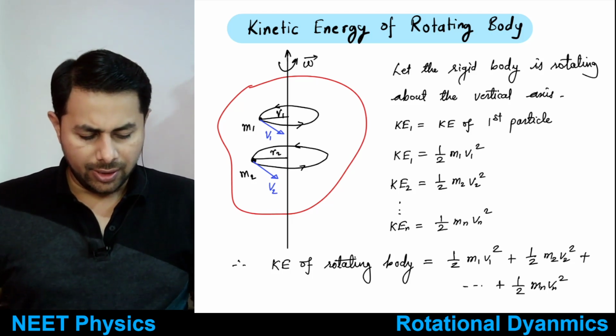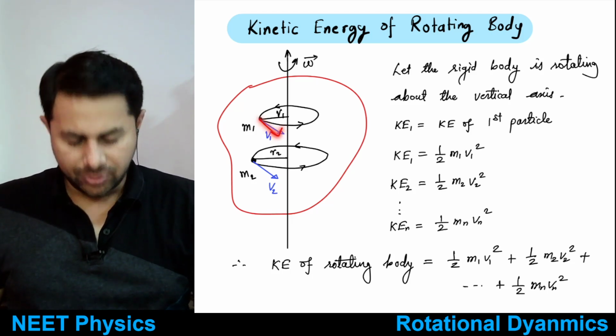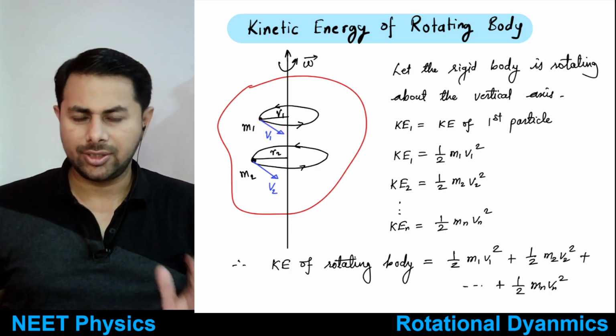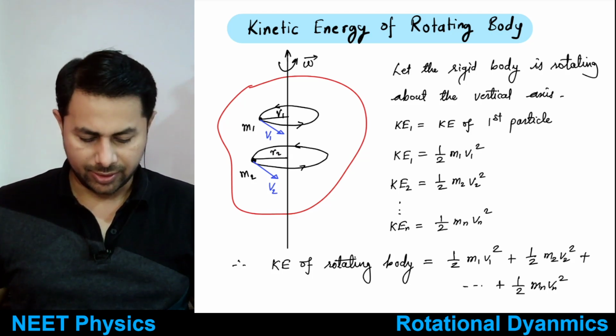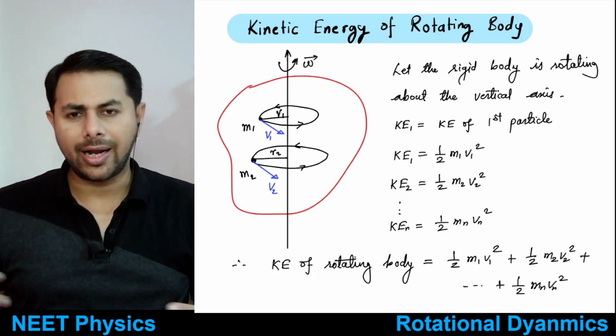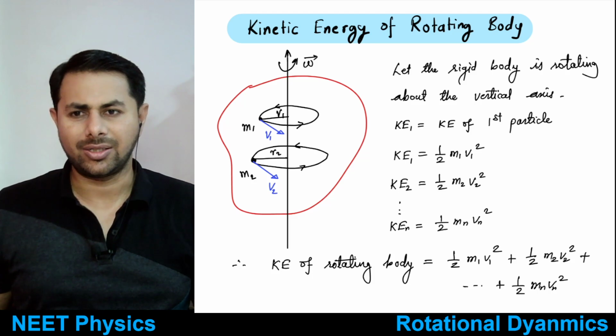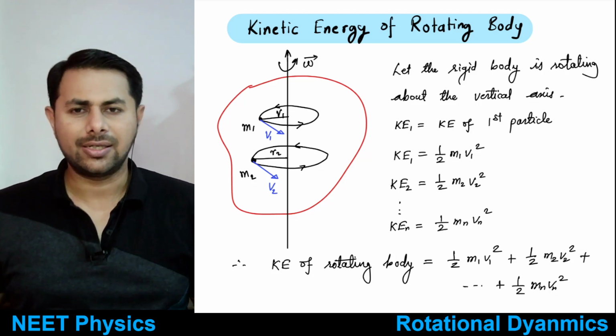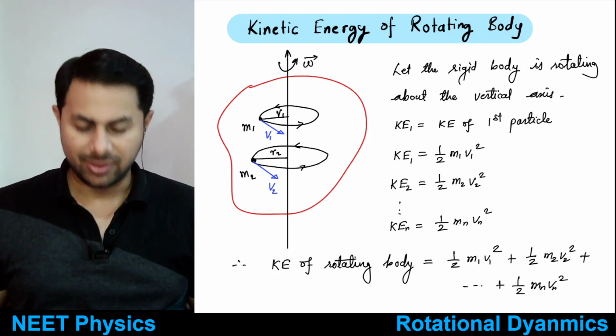Okay, so now their kinetic energies would be different. Kinetic energies of different particles would be different. So if we add up the kinetic energies of all particles, then what do we get? We get kinetic energy of the body. Okay, it's very simple, right?